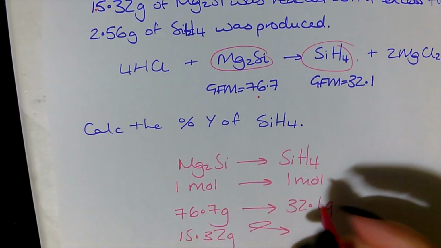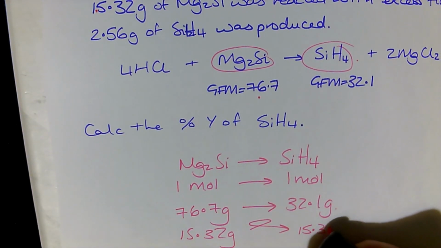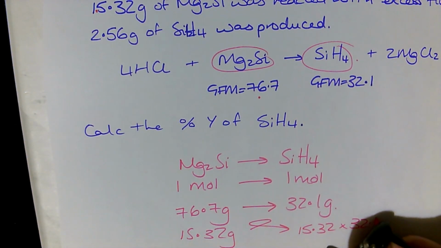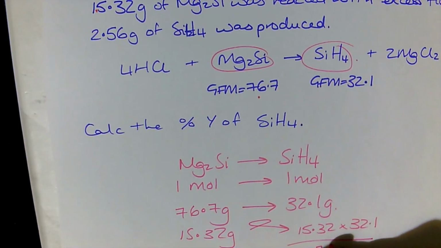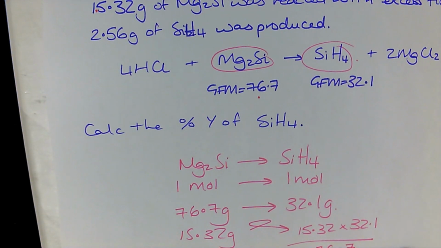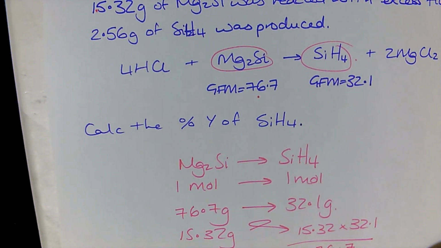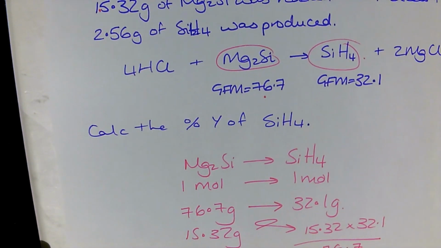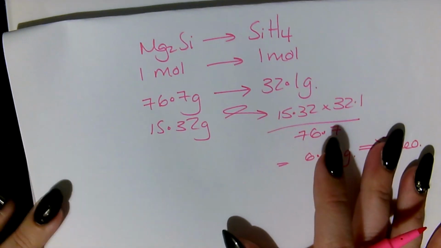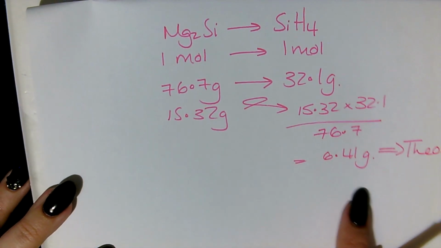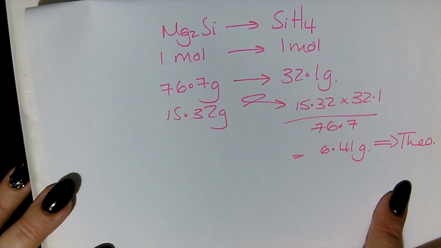So what I'm going to do here is 15.32 times 32.1 divided by 76.7. So this time I'm doing a ratio based on my masses, not my moles, and I've got 6.41 grams. This is my theoretical yield. Okay, so the calculation I've just done there, that's my theoretical yield.